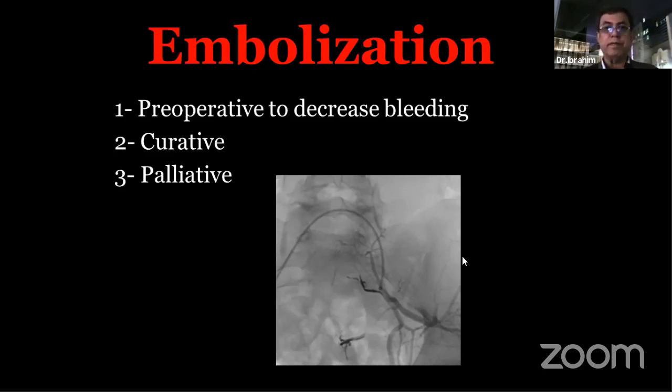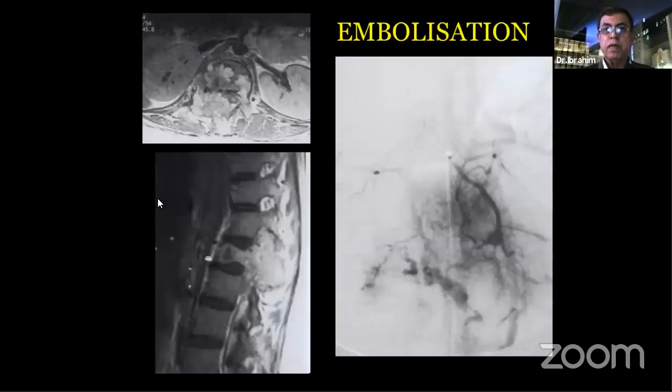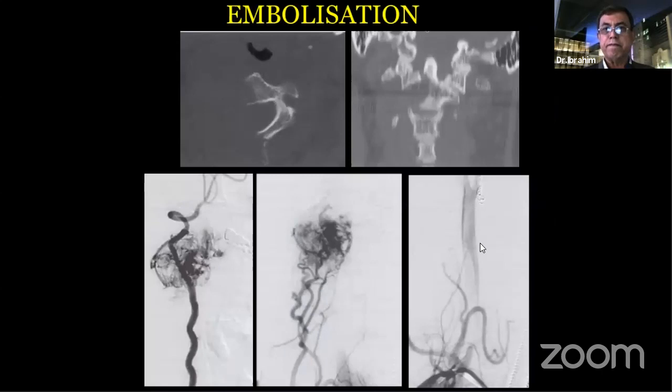This can be done before surgery to decrease bleeding during surgery, or you do it as the mainstay treatment. You just do it to cure the disease, or it could be palliative in cases where you cannot do anything. Examples of embolization. Spinal embolization is a tricky business. Again, here on the cervical spine and the embolization.